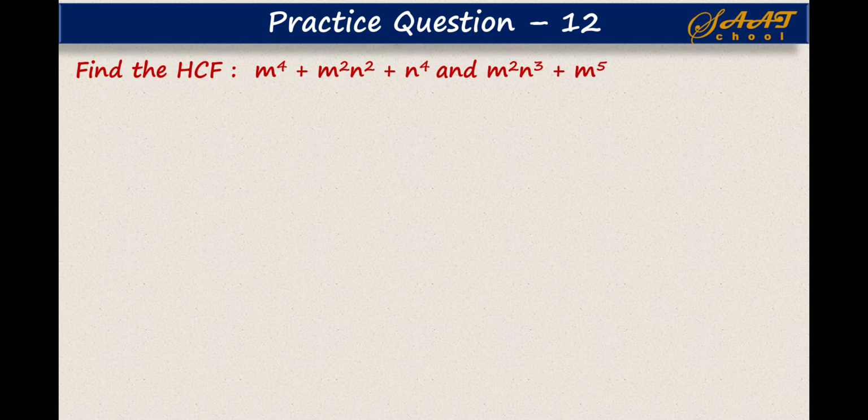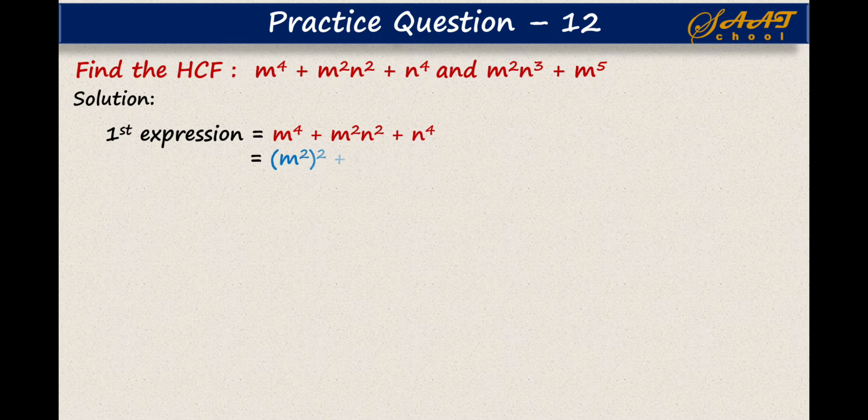Now this is practice question number 12. The first expression here is in the form of a4 plus a square b square plus b4. So we have to factorize the first expression. Again, that is in the form of a4 plus a square b square plus b4.